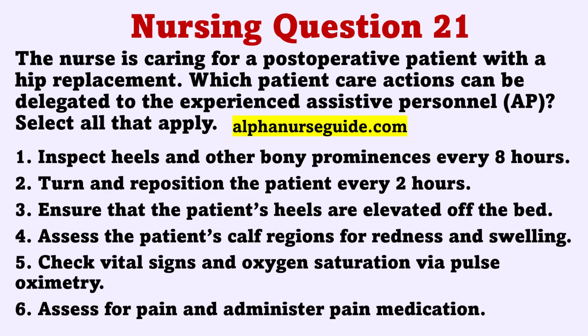Rationale. The AP scope of practice includes repositioning patients and checking vital signs, and an experienced AP would know how to check pulse oximetry and elevate the patient's heels off the bed. Assessing and inspecting patients is more appropriate to the educational level of the professional nurse.